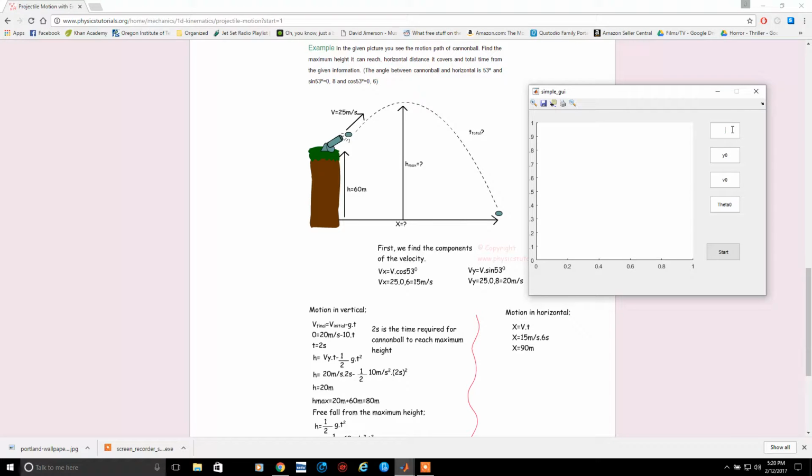All right, so we see that it starts at 0 in the X origin, but we have a height of 60 meters in the Y direction to start with. The initial velocity is 25 meters per second, and theta is going to be 53 degrees.